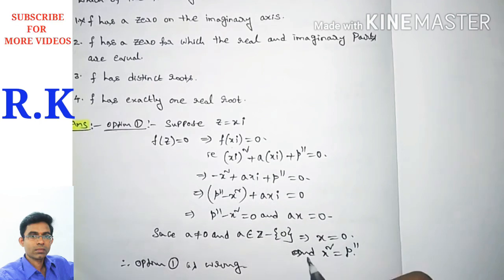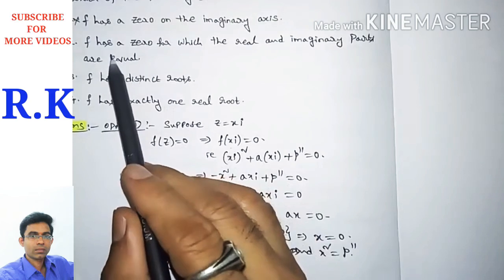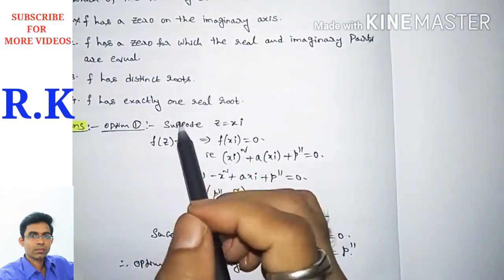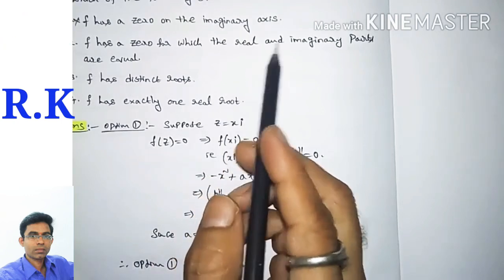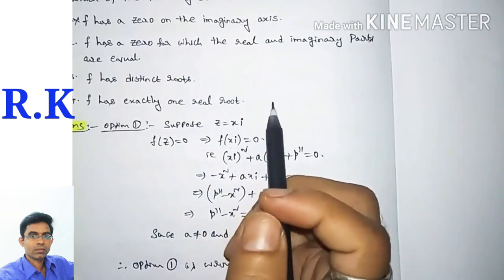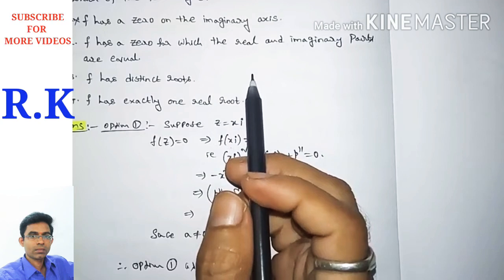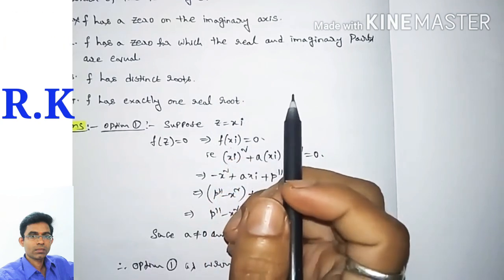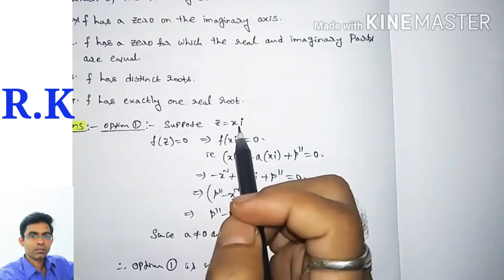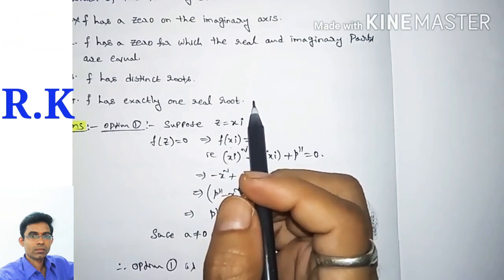Okay, now coming to option number 2. So here option number 2 is f has a 0 for which the real and imaginary parts are equal. Say the imaginary part and real part of that complex number are equal. If we take z equal to x plus xi, where the real part is x and similarly the imaginary part is x, both are equal. So we have to check option number 2.